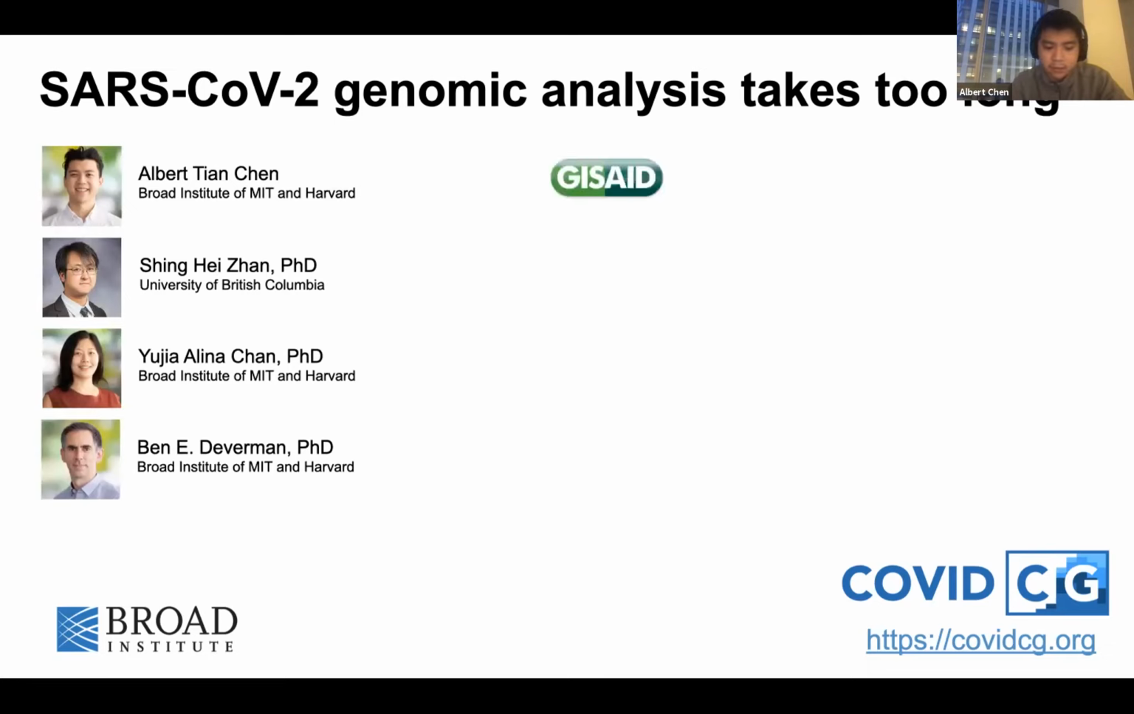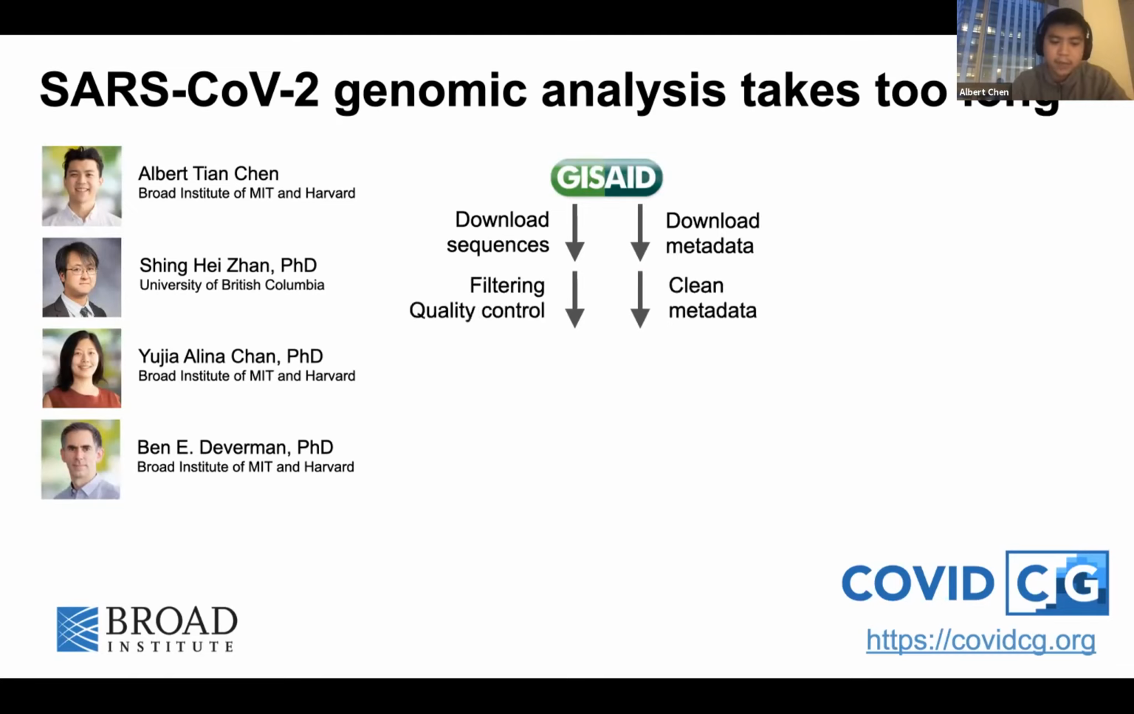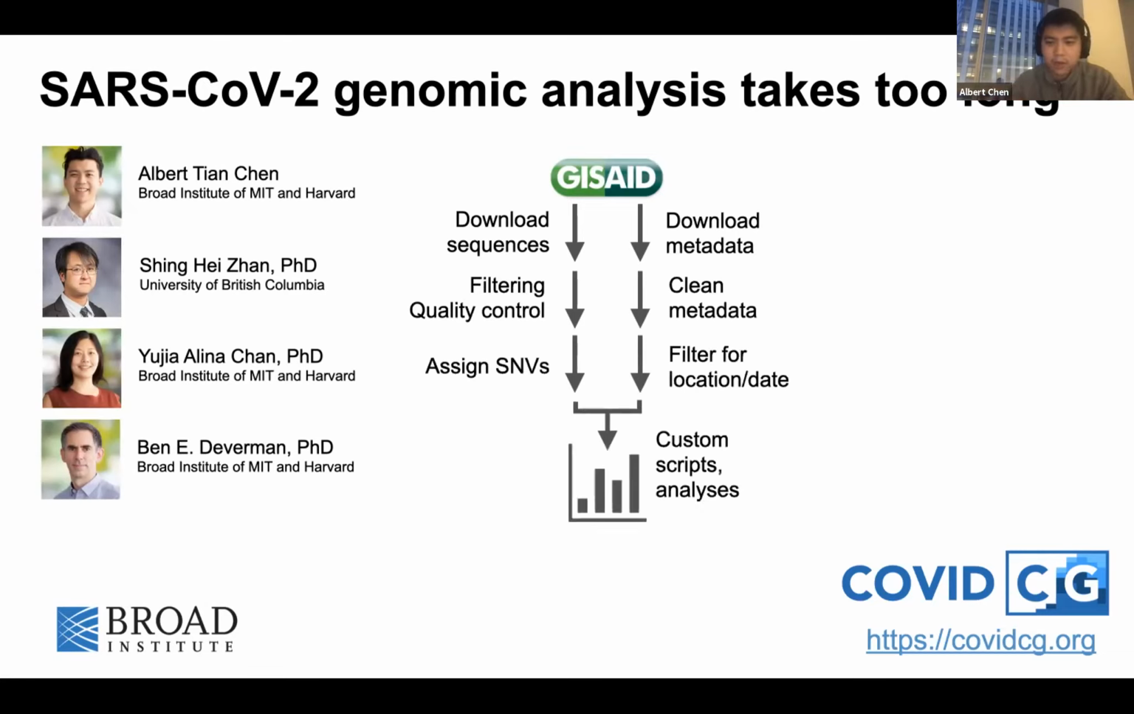So first, these genomes and metadata have to be downloaded as separate files from this GISAID database, which I mentioned earlier. Then we have to run quality control. We have to filter out low quality genomes. Then we have to dig through these genomes and extract mutations. And this is actually a really computationally intensive process. After all of that, they could finally run the analyses that they wanted to run in the first place.